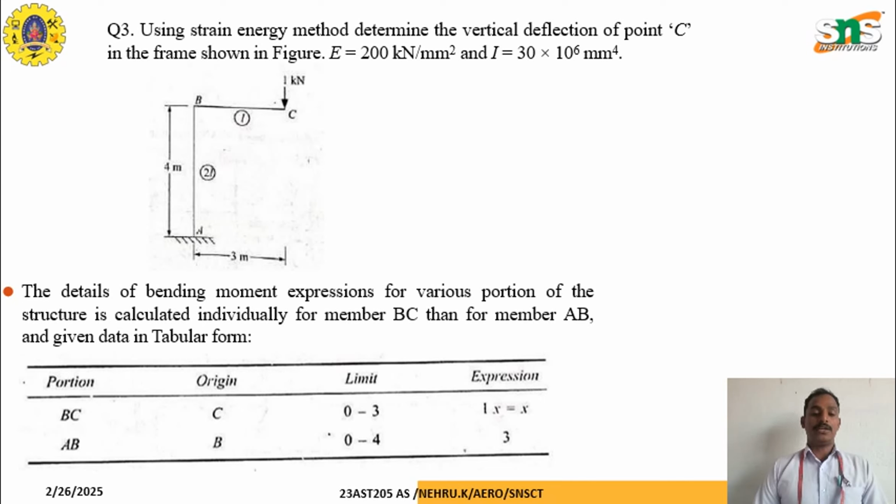This is calculated individually for the member BC, then for the member AB, and the given data is put in table form. For portions BC and AB, the origins will be C and B. For BC, the limit will be 0 to 3, because the length of the beam is 3. For the AB span, the limit is 0 to 4. The moment expression for the BC span is 1·x, equal to x, whereas for portion AB it is a fixed value, 3.